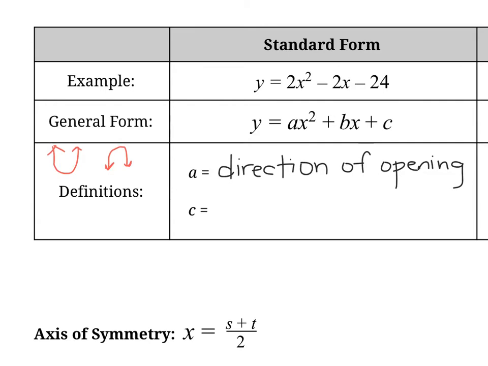The c value, or the outside number of your standard form equation, so it's typically the number that is by itself, doesn't have any variables attached to it, that number represents your y-intercept.